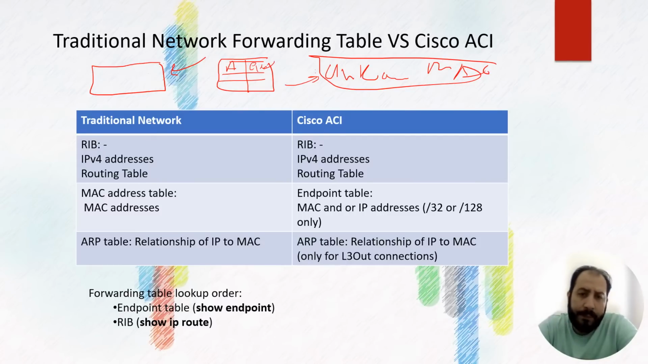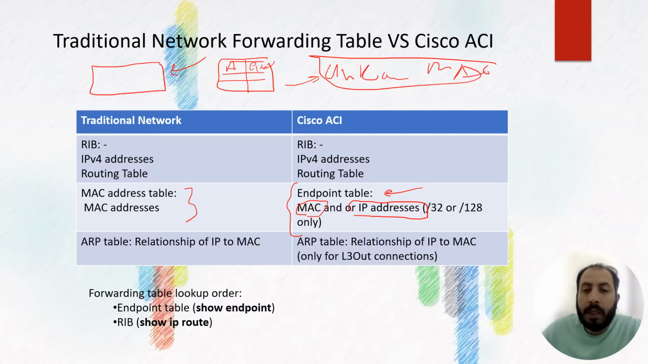In Cisco ACI, things got changed. In Cisco ACI, it has replaced the MAC address table with something called the endpoint table. Now, the endpoint table is similar to the MAC address table, but there are two major changes here. The first change is the endpoint table can populate the MAC address along with the IP address, hence playing the role of a combined MAC address table as well as ARP table in one unified endpoint table here.